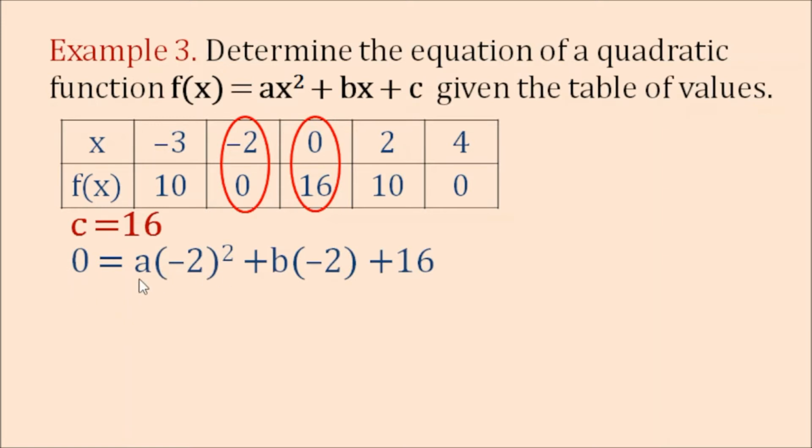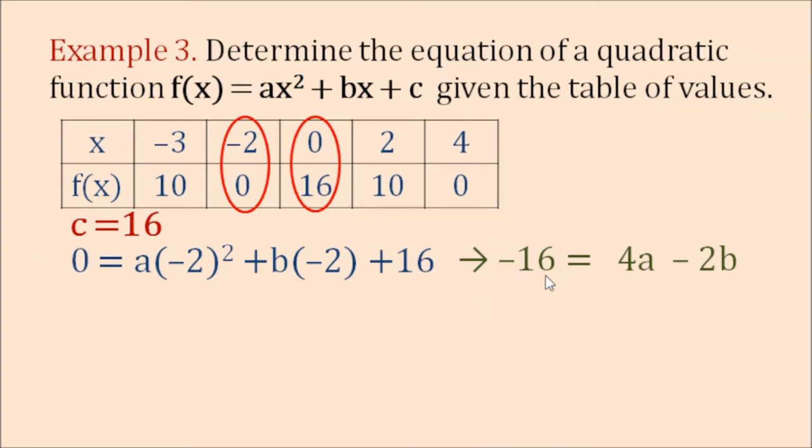Then simplifying this, we will get -16 equals 4a minus 2b. Now, where did we get this 4a? So -2 squared is 4, and then times a is 4a. And this -2 times b is -2b. And this 16 here, when we subtract 16 from both sides, we will have -16 on the left side, which is this one.